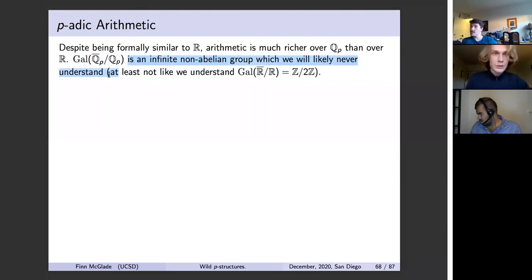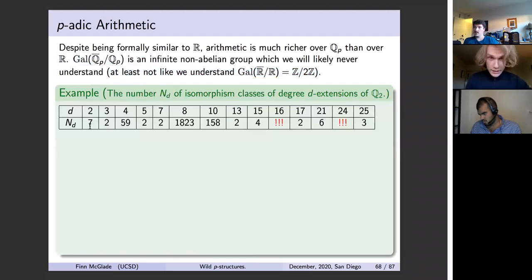I say here it's something we will likely never understand. So I don't know what we will and won't understand, but certainly we'll never understand it to the extent that we understand the absolute Galois group of R. So I'd just like to illustrate some of the complexity that comes up here.